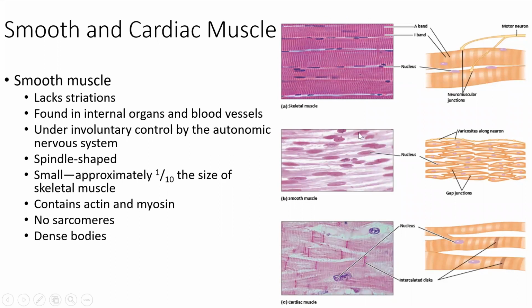So I usually encourage students to draw a Venn diagram when it comes to muscle, just so that you can point out which types of muscles share certain features and which types of muscles don't, right? Really important for you to be able to distinguish which ones have gap junctions, which we'll talk about in a bit, which ones have sarcomeres, etc. They all have actin and myosin, all right? So I'll point that out. They all have actin and myosin.